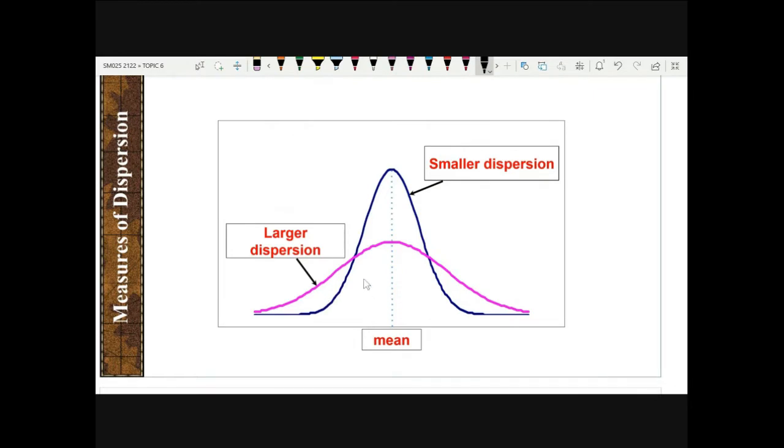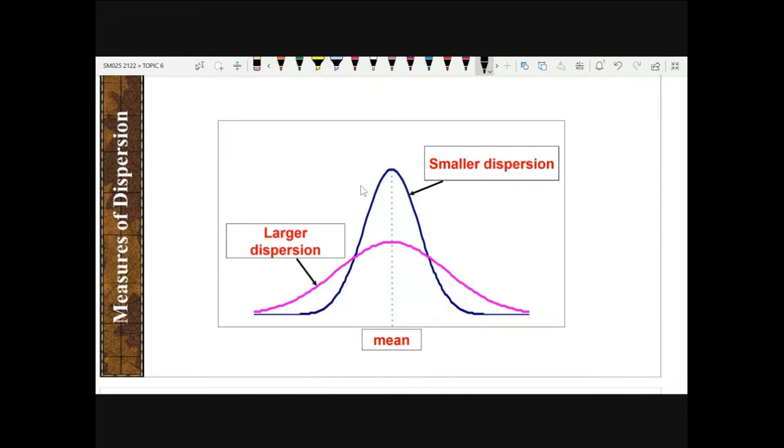Ini nampak macam, jangan ingat nilai dia rendah tu standard deviation rendah. Ingat, dia distance between mean. Mean ni garis putus-putus. Pergi ke data. So kalau dia macam tinggi ni, dia larger dispersion. Okay. Smaller dispersion nampak macam tinggi, jangan tertipu. Jarak dia dekat je pergi garis putus-putus tu. So dia smaller dispersion. Okay.